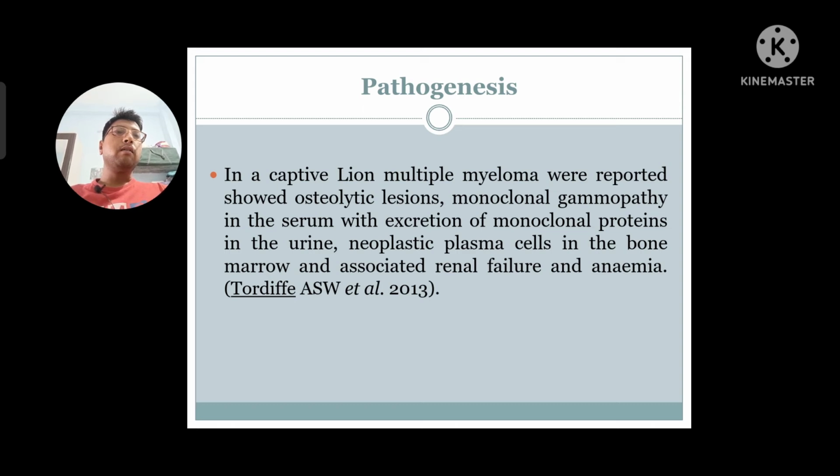So finally, due to this pathogenesis, there may be renal failure, there may be anemia, there may be production of monoclonal proteins in the urine, and that all have a diagnostic value. In the case of the captive lion, the multiple myeloma reported showed osteolytic lesions, monoclonal gammopathy in the serum with excretion of monoclonal proteins in the urine, neoplastic plasma cells in the bone marrow, and associated renal failure and anemia.